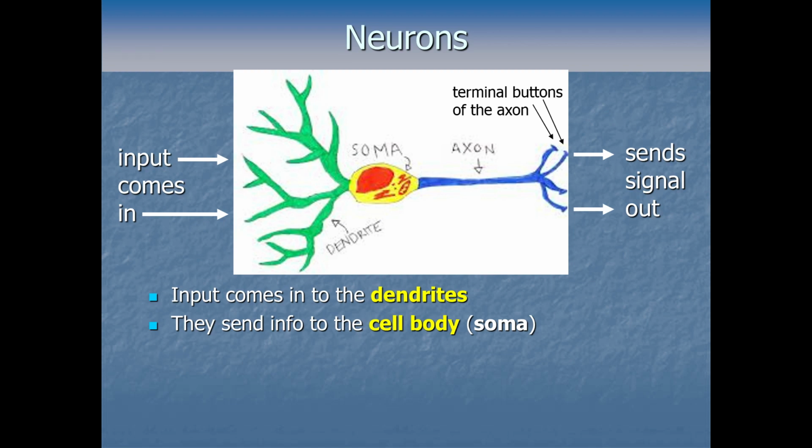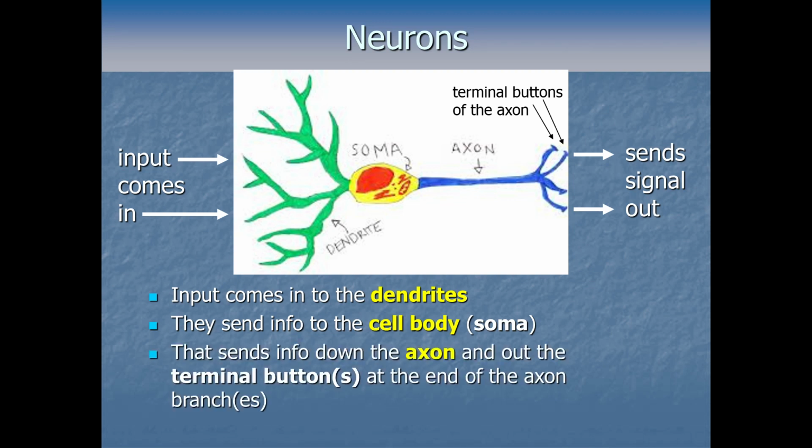The root word soma just means body, and we'll actually use that in other contexts for this course, so it's worth pointing out here. The cell body is where the nucleus and all the organelles are, but the important thing for our purposes is just that the inside there has an electrical charge. Specifically, when it's just sitting around resting without stimulation, a neuron is negative, around negative 70 millivolts of electrical potential.